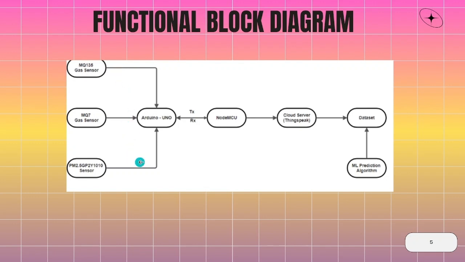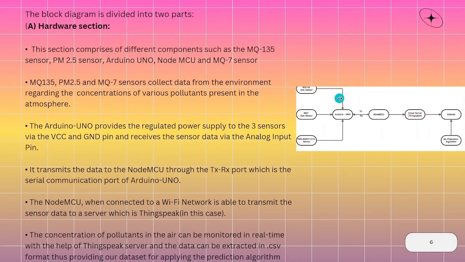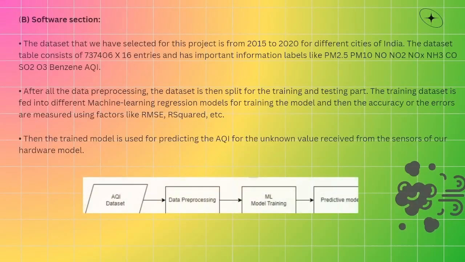These sensors collect the data in real time. From there the data is sent to the Arduino Uno. From there we transfer it to the cloud server using the TX RX modules of the Node MCU, and ultimately we make a data set upon which we feed the ML models that we have made. So this is the hardware part I've just explained, and these are the software portion that we have done.